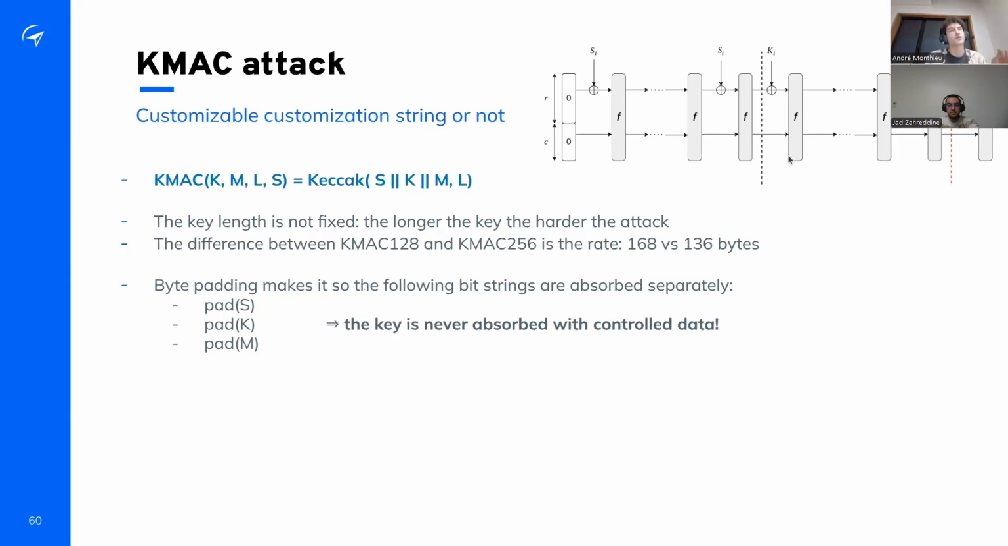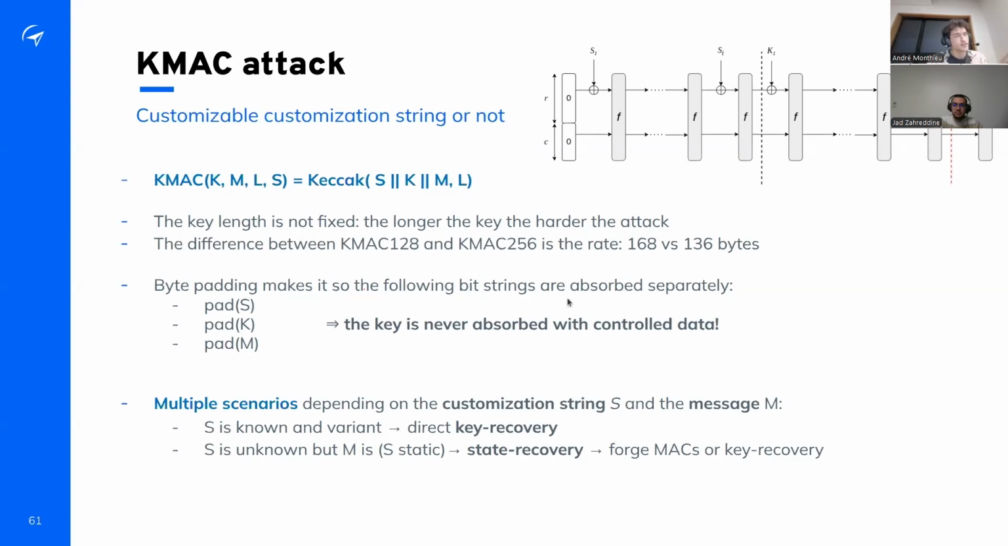So this is really important because prior to KMAC standardization, a lot of really interesting papers targeted Keccak-based MACs, where they didn't have these constraints. So this makes it easier for us to have some kind of constraints on how the key can be absorbed and the different possible attacks.